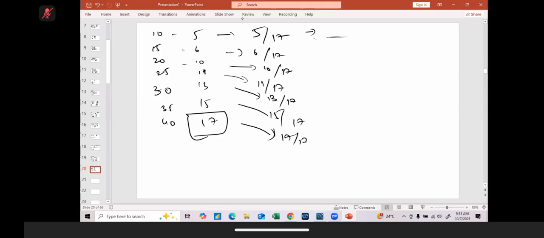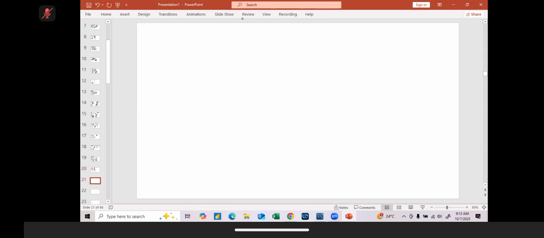Yes or no? Frequency is simple. Number of times a value is repeated. Cumulative frequency is also simple. Current value plus the total number of values above it. Okay. Relative frequency, current value divided by total number of values. Okay. This is one thing. Next.